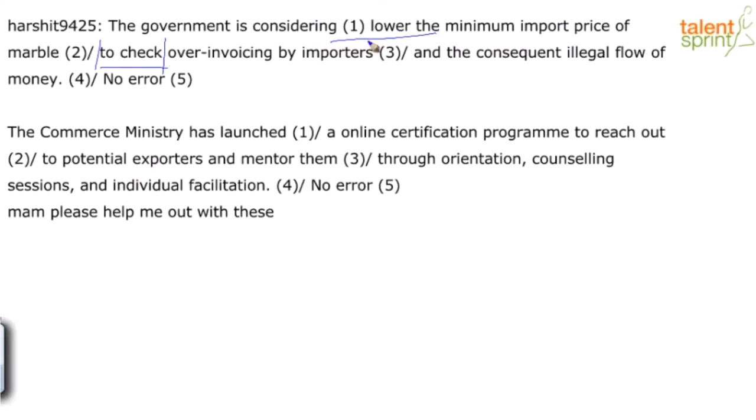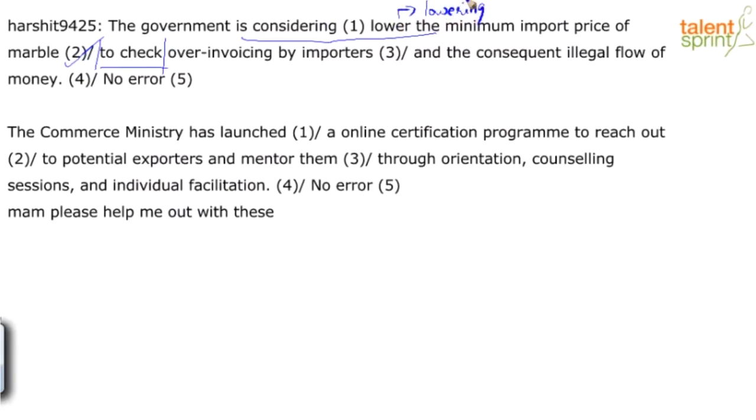So here I just need the simple verb form in the continuous flow because of, considering. The government is considering lowering the minimum import price of marble. For what? What is the intention? What is the purpose? To check. Now the infinitive form is here. To check over invoicing by importers and the consequent illegal flow of money. So error is in part 2. Change lower to lowering.